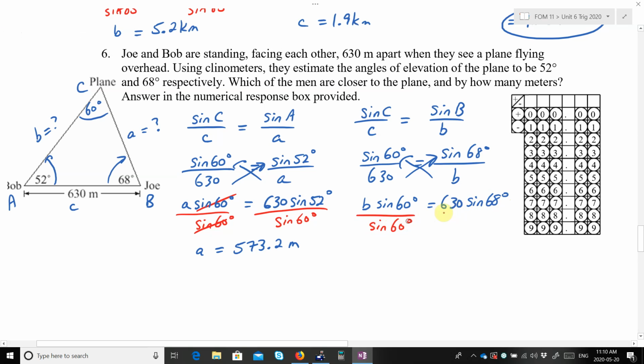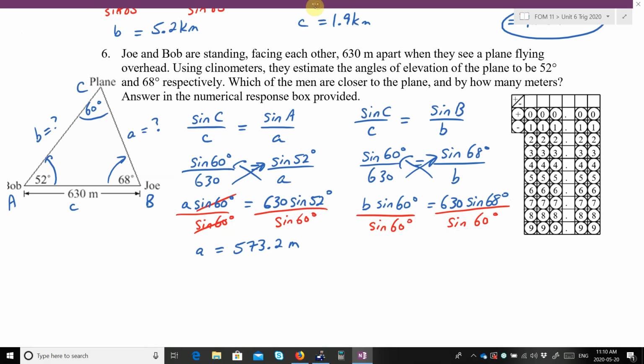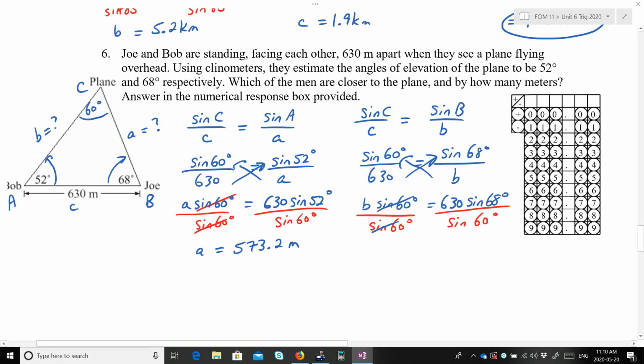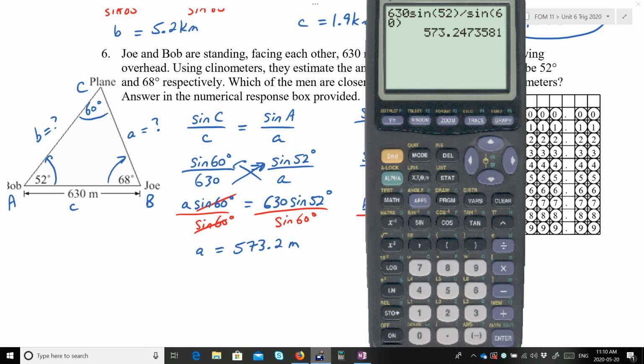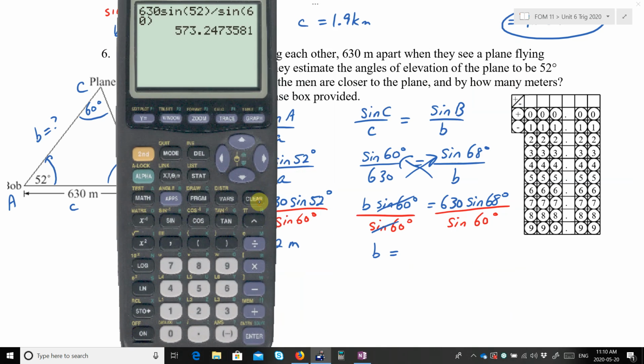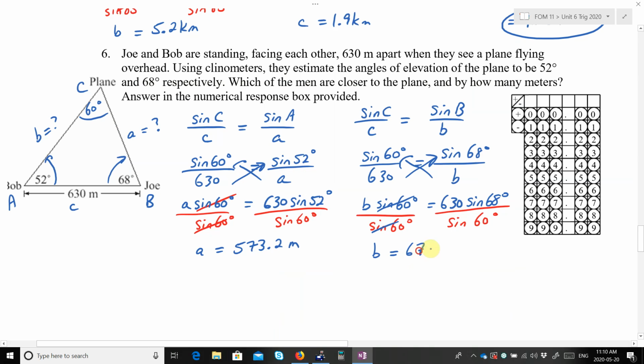And then divide both sides by sine 60. So you go 630 times sine 68, divide that by sine 60, and we get 674.5 meters.